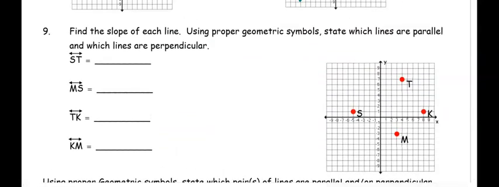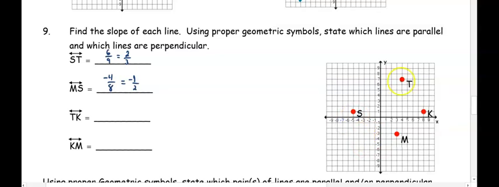In number 9, find the slope of each line and then use geometric symbols to state which lines are parallel and perpendicular. So the line from ST, so I want to figure out what the slope is from S to T. So from S, I go up 1, 2, 3, 4, 5, 6, and we went over 9. So my slope is 6 over 9, which is going to reduce to 2/3. Always reduce your slope. Then we have the slope of MS. So we're still going to start at the point that's further left. So this time we would go down 1, 2, 3, 4, and we would go over 8. So negative 4 over 8, which is negative 1/2.